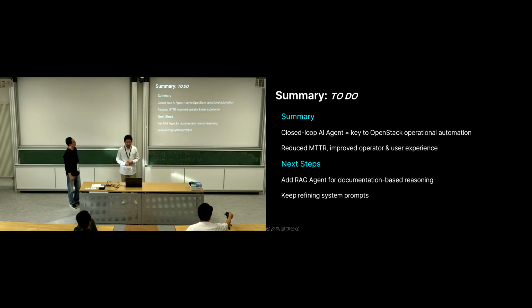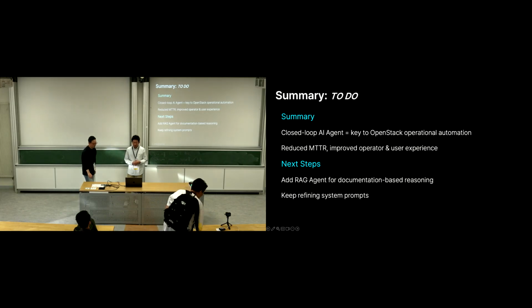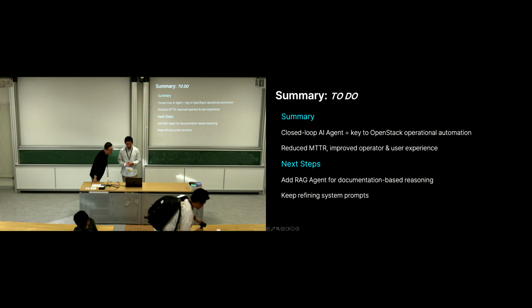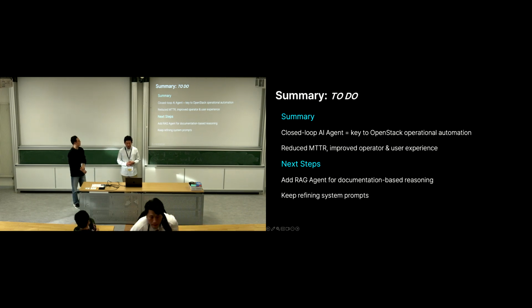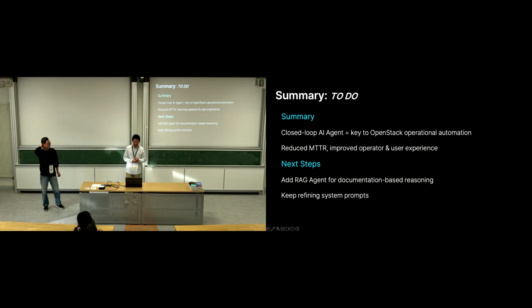To summarize, our goal is to build a closed-loop AI agent with servers as the key to achieving true operational automation. Through this approach, we can reduce MTTR, streamline troubleshooting, and deliver a much better experience for both operators and users. Looking ahead, our next step includes adding a RAG agent to enable documentation-based reasoning and continuously refining our system process to make the agent even more intelligent, reliable, and context-aware.